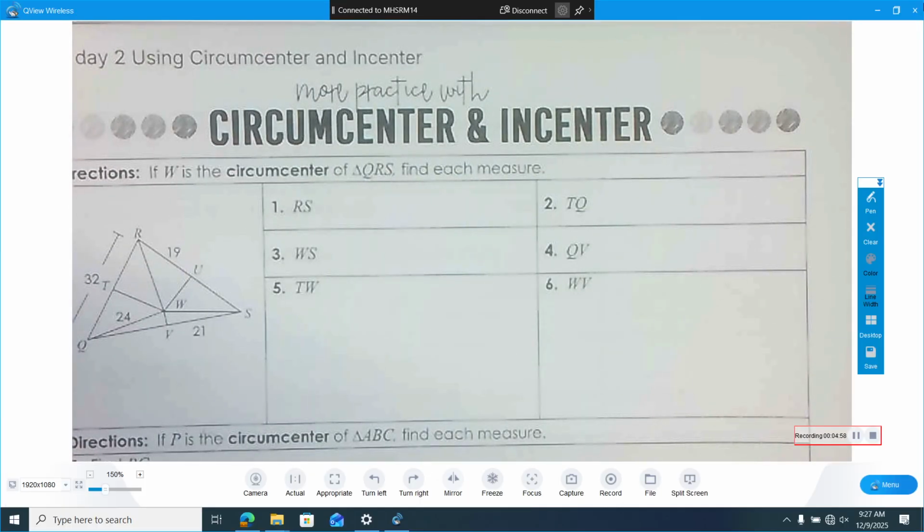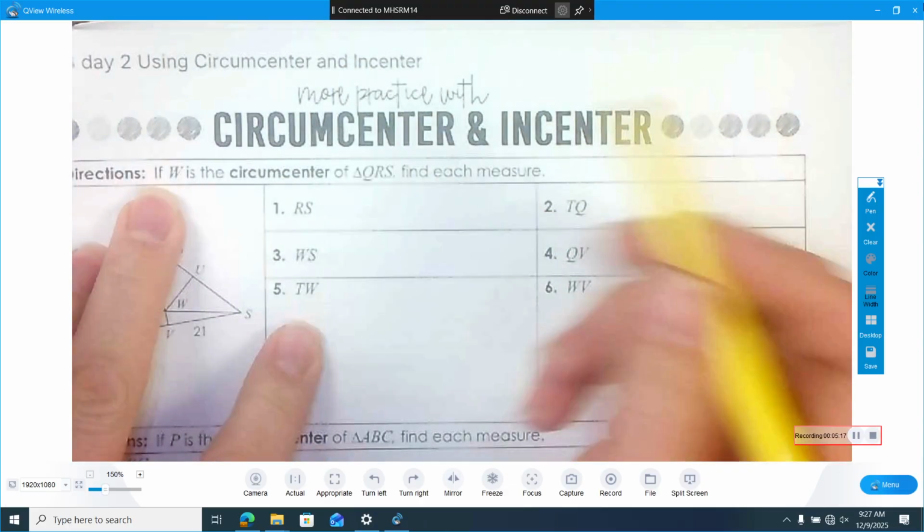So we're here on 5.3, day 2. So again, just putting together what I think are pretty complicated. There's a lot going on with circumcenter and incenter, all right? So we're going to keep this straight. First of all, reading is priority here.